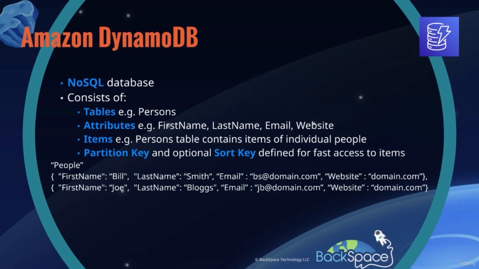And so within that people table, we have attributes of first name, last name, email, etc. And then we have 2 items that have been put into that table for Bill Smith and Joe Bloggs. Now we might want to regularly find people by their last name. So a good partition key to define would be last name. Or we may find that we also want to quite regularly look for people by their email. So we could have a partition key of last name and also have an optional sort key for email.